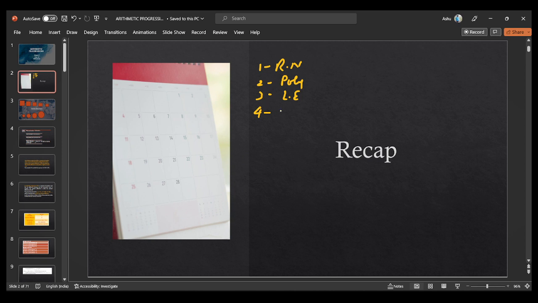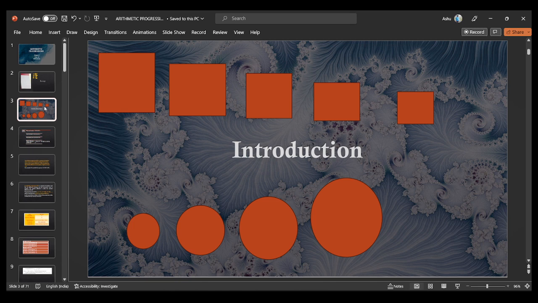quadratic equations, which involve a variable raised to the power of 2. We learned different methods to solve quadratic equations, including factoring, completing the square, and using the quadratic formula. Now we have reached chapter 5, which is all about arithmetic progression.